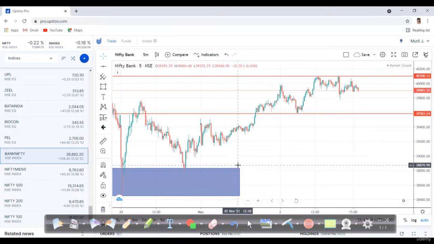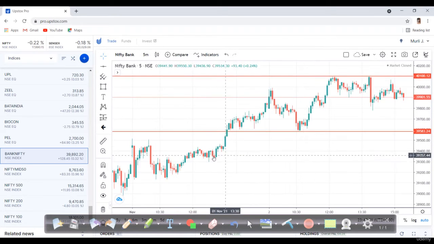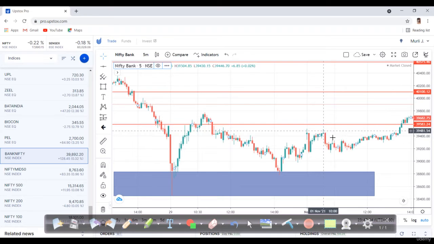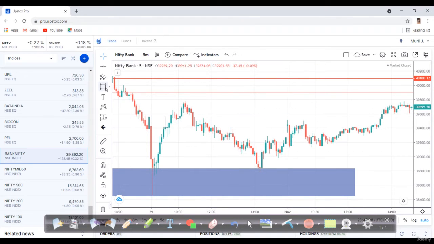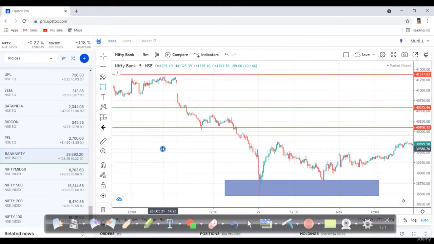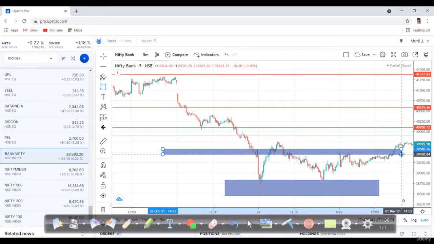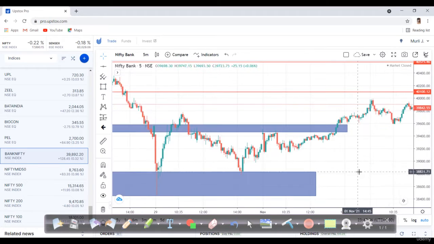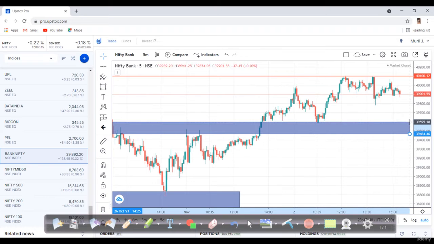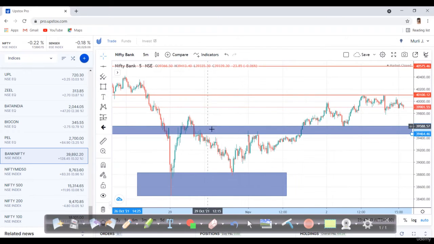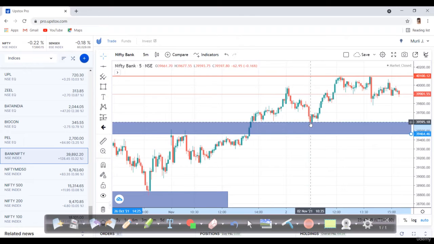If I want to mark the above levels, how can I mark? Suppose I need to mark this level. If I remove this line and want to replace it with the rectangle pattern, I will mark like this. I will mark the body and the wick as well, and drag it further. Now this area is a full resistance area for me, because the market is taking support here, and the wick is also inside this. So inside this rectangle I will not trade.